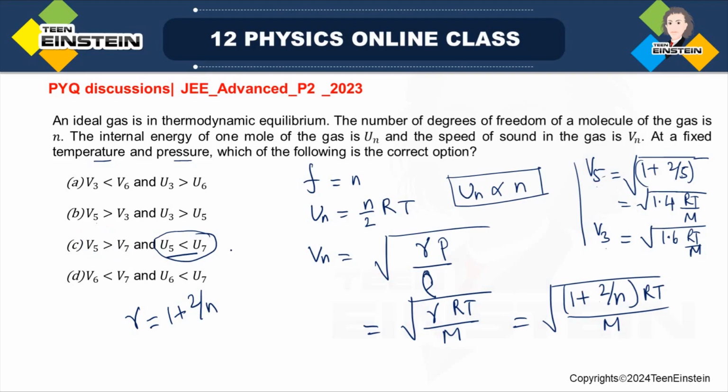So look at these options here. As I said, U5 is less than U7, that is correct. Here also we see V5 is greater than V7, this is also correct. So this option C will be the correct answer for this question. You can actually tally with the other options. Look, this U6 is not less than U7, this is not correct. Even this is also not correct. With the other options, similarly we can cancel out with the same reason. So this is the answer for the question.